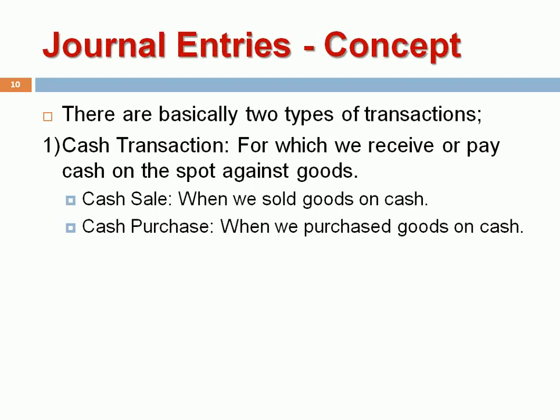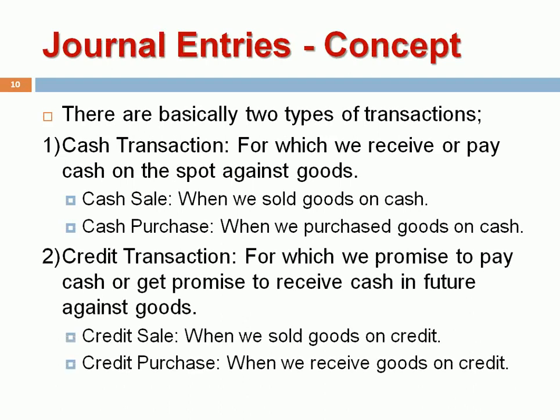There are basically two types of transactions: cash transactions or credit transactions. Cash transactions, for which we receive or pay cash on the spot. It could be cash sale or cash purchase. Cash sale is when we sold goods on cash, or cash purchase is when we purchase goods on cash. They both are cash transactions. And in credit transaction, there could be a credit sale or credit purchase. Credit sale is when we sold goods on credit, or credit purchase is when we receive goods on credit. They both are credit transactions.